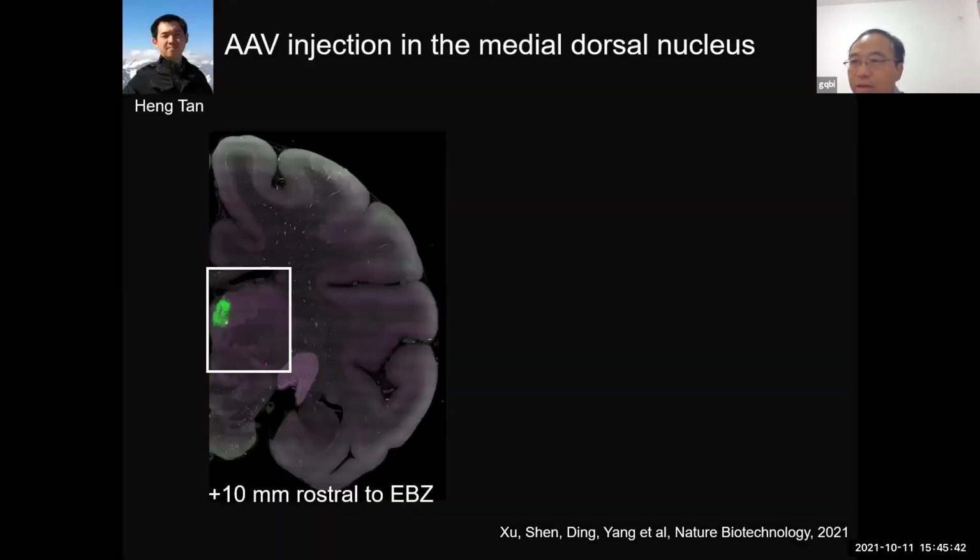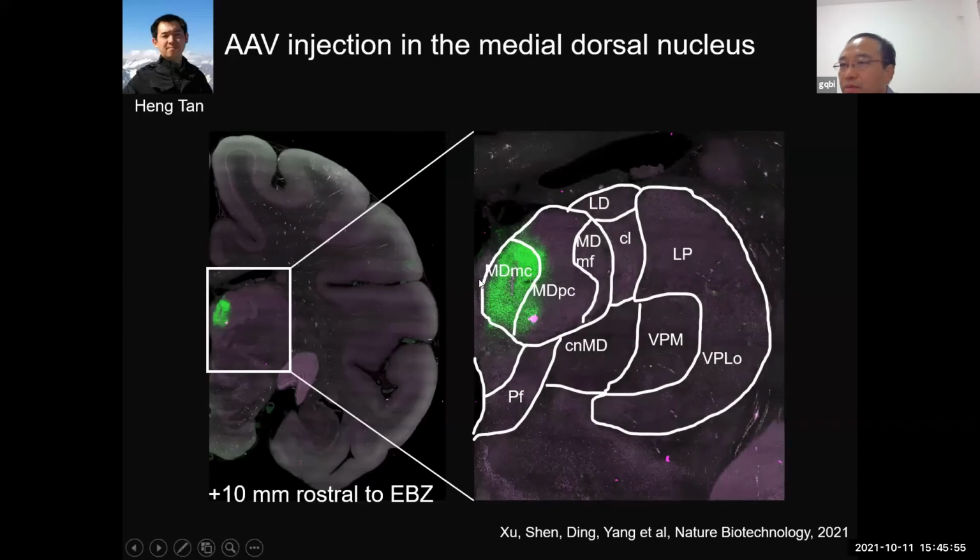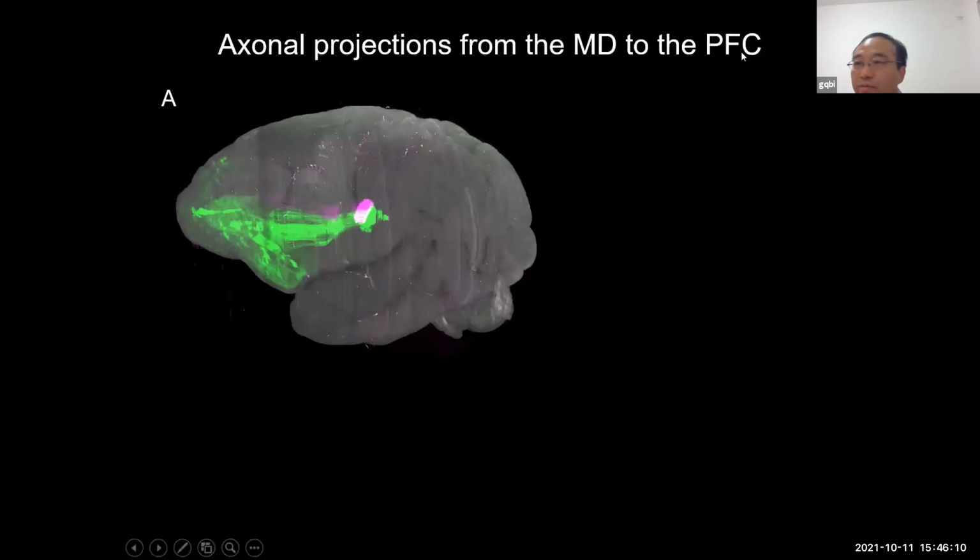So in the other brain, in the other monkey, we actually labeled a different location by accident. It's the MD, the middle dorsal nucleus of the thalamus. And this happens to be a very interesting location, as it's a main source for prefrontal projections. And we can see that the neuronal fibers project to the frontal cortical areas.